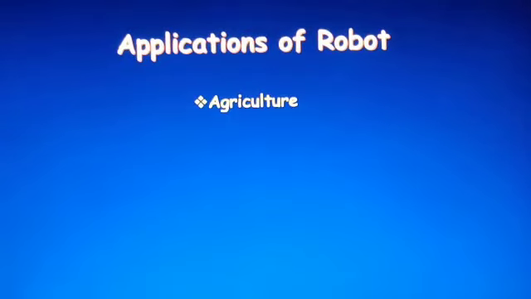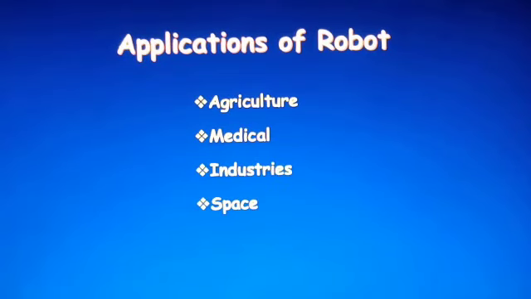Next we will discuss the applications of robots. Robots are used in many fields. There are the agriculture field, medical field, industries, space, then military. Let's see the examples one by one. The first one is the agriculture robot. This type of robot is used for plowing the land. Let's see.